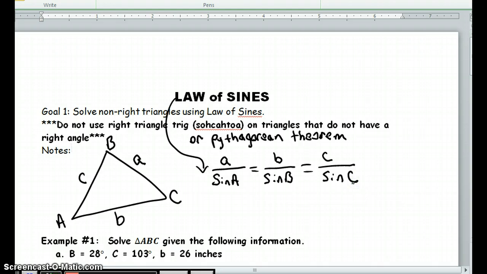All right, now, there are two types of triangles we will use this on. One, an angle-angle-side triangle, which is abbreviated AAS, and two, an angle-side-angle triangle, which is abbreviated ASA.